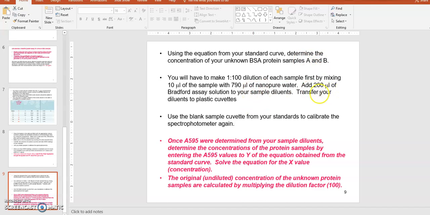So you will get the absorbance, right? Then what do you do with the absorbance? Absorbance will be your Y values, which is the dependent variable. So you plug that absorbance value into the equation you got from your standard curve. Then you can solve the equation for the unknown value. In that case, the unknown value will be the concentration, right? So the concentration can be mathematically calculated using the equation you got from the standard curve. That's how you can determine the concentration of the protein samples.